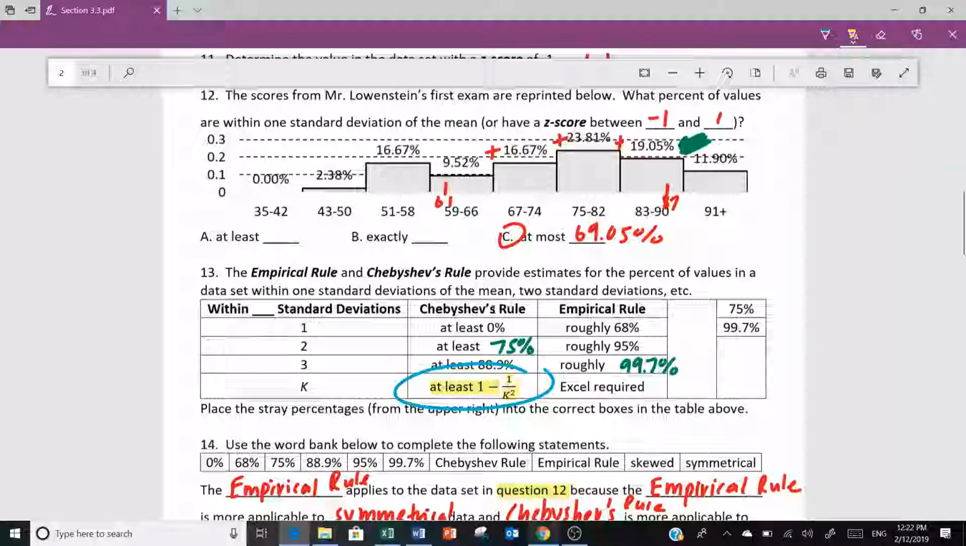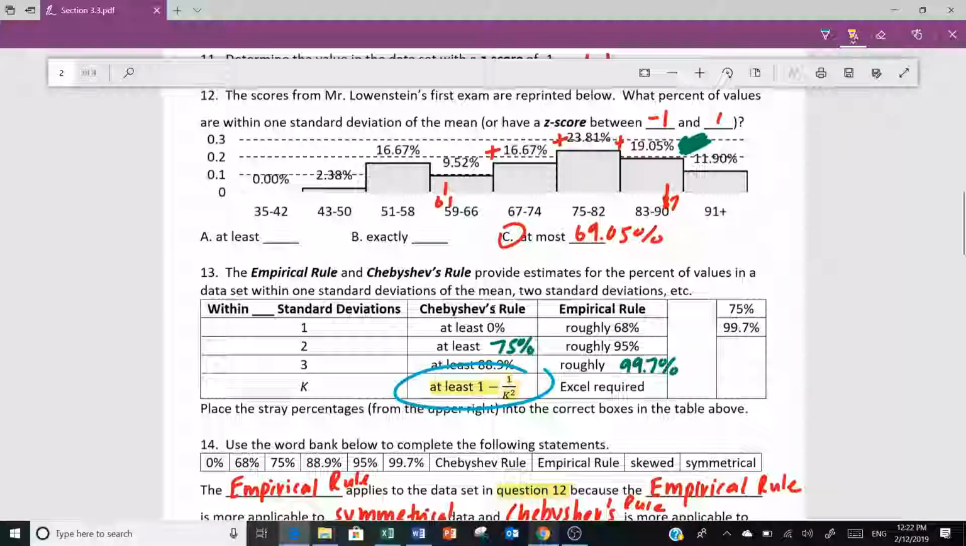Why can we always use Chebyshev's theorem? Because Chebyshev's theorem says at least 0%. Is 68% at least 0%? Yeah, so you can always use Chebyshev's theorem. We don't even need to know what's happening. Well, if it's symmetrical or bell-shaped, you're going to get much better values.